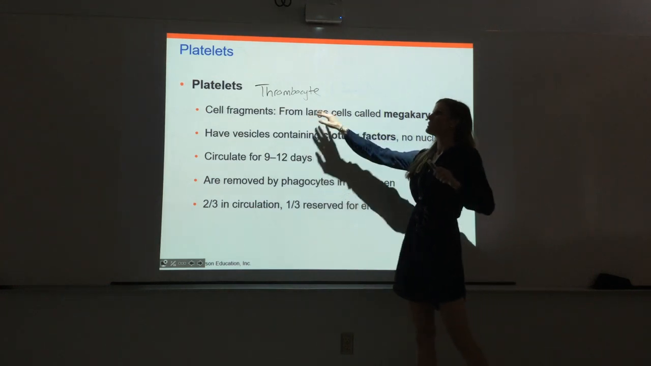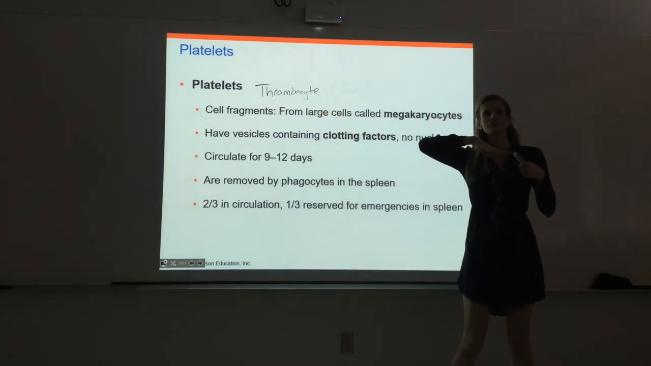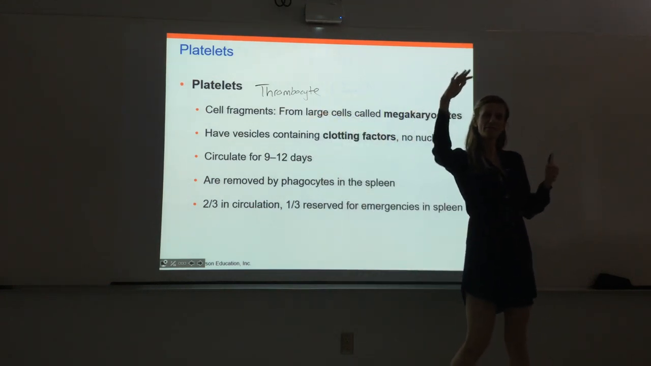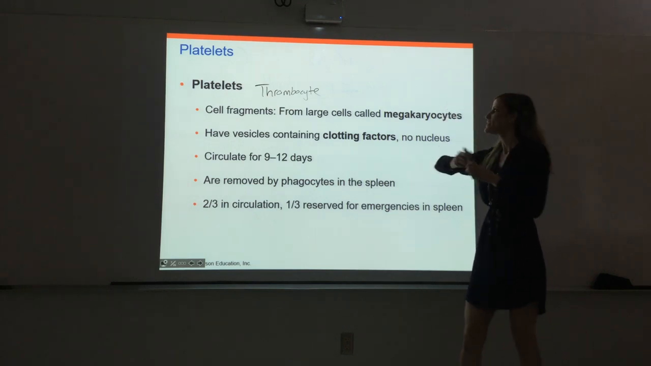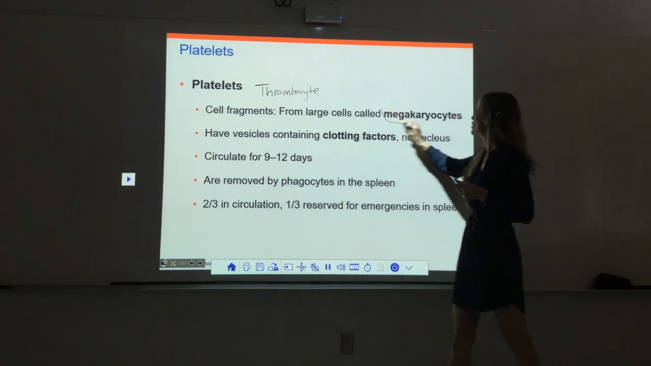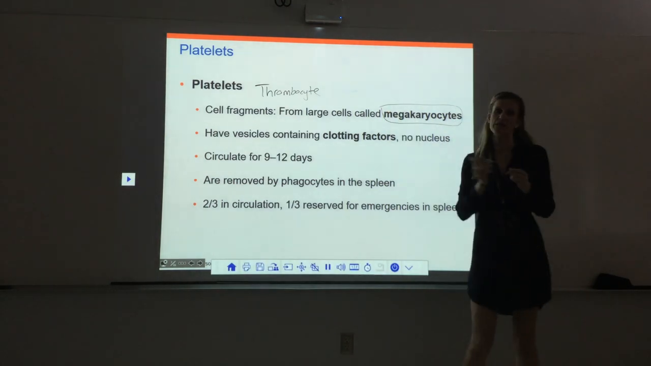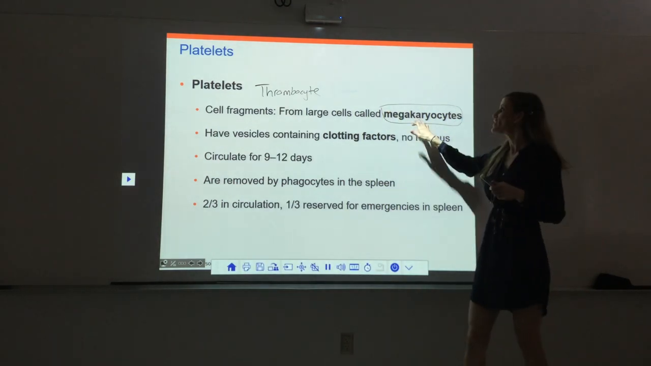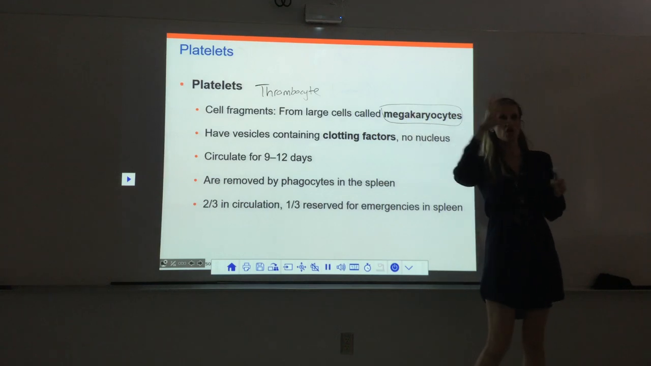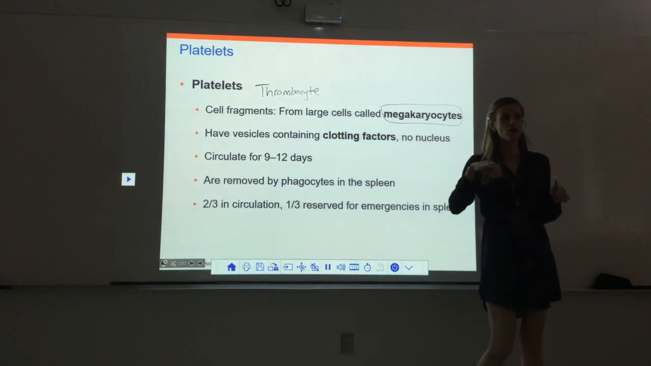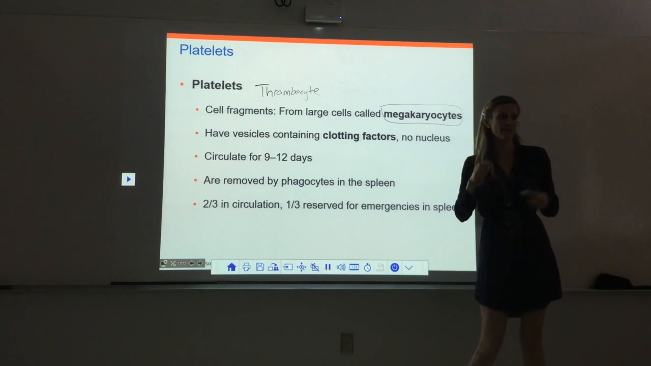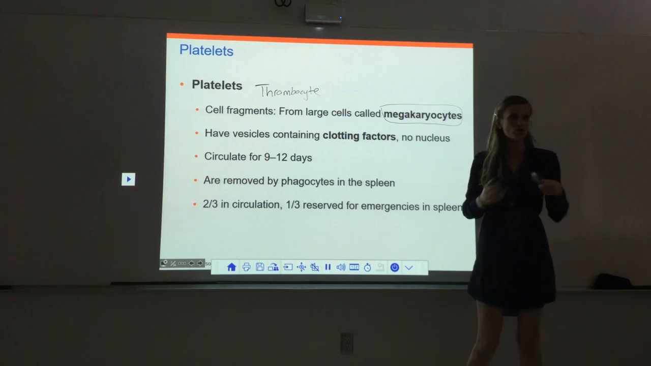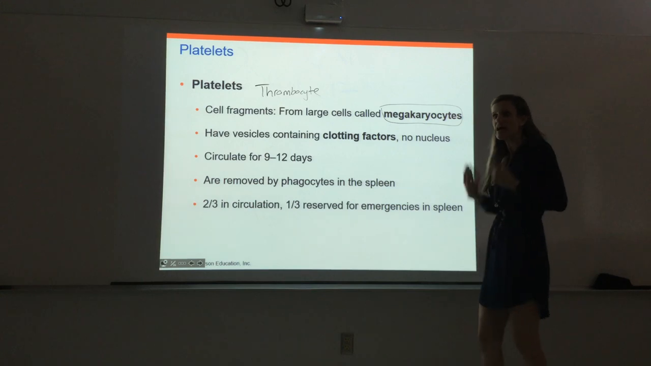When we look at the way the platelets are formed, they come from the same stem line. Remember, we've got the myeloid stem cells, and the myeloid stem cells are going to make these giant cells called megakaryocytes. And the megakaryocytes are what are going to pinch off in order to form the platelets. One megakaryocyte will pinch apart to form thousands of platelets, like 4,000 platelets. So that's a lot, right? A lot of platelets come from one megakaryocyte, and they're tiny.